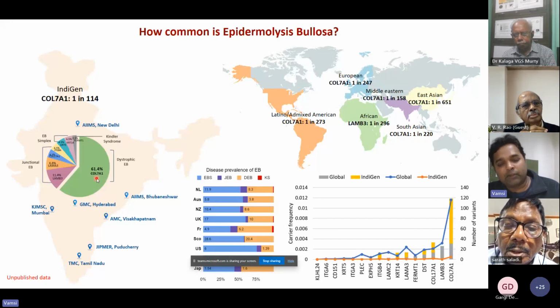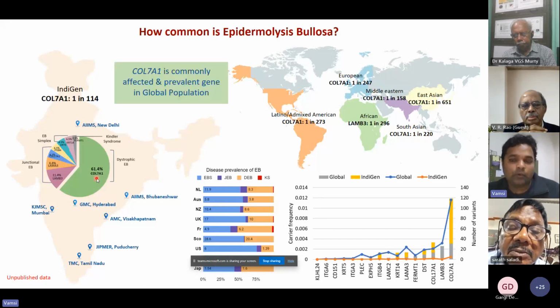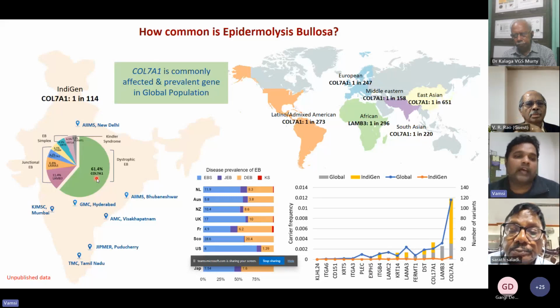And hence, it is appropriate because a lot of therapies are also being developed against collagen 7, and they can actually be used for these patients. How do I translate this finding to an Indian scenario is the next question that I asked myself.